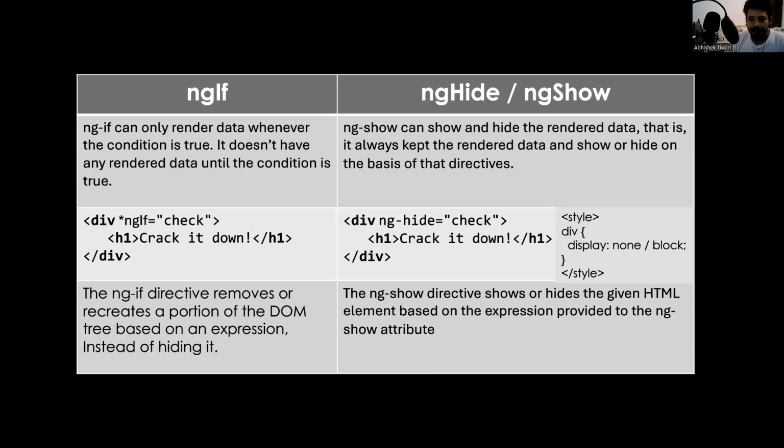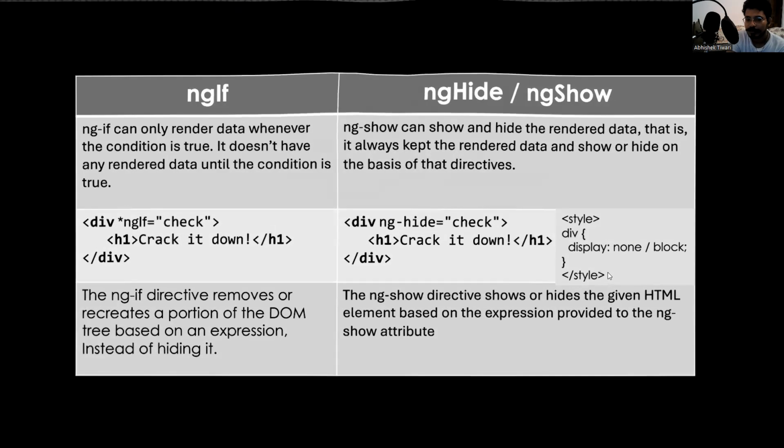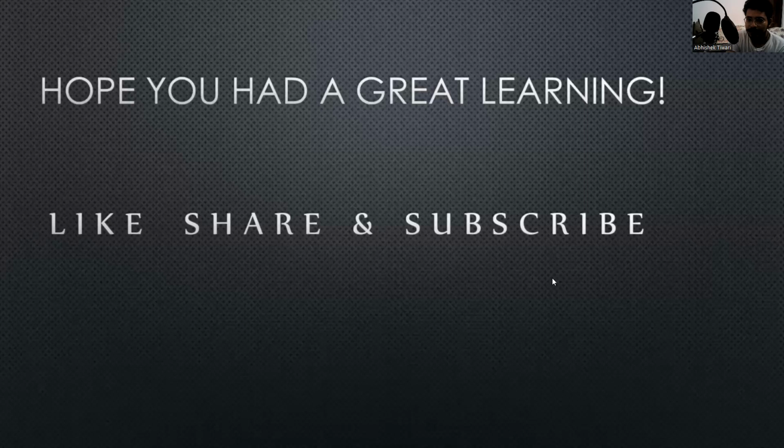Now, what works behind it? Here we are clear: if it's false, it will remove this portion; if it's true, it will recreate this portion. Now in NgHide and NgShow, for this div tag, if it is going to hide this, it will add a style display none. If this div is going to be shown on the UI, it will add a style display block. So this is the main difference for which the interviewer asks this question.